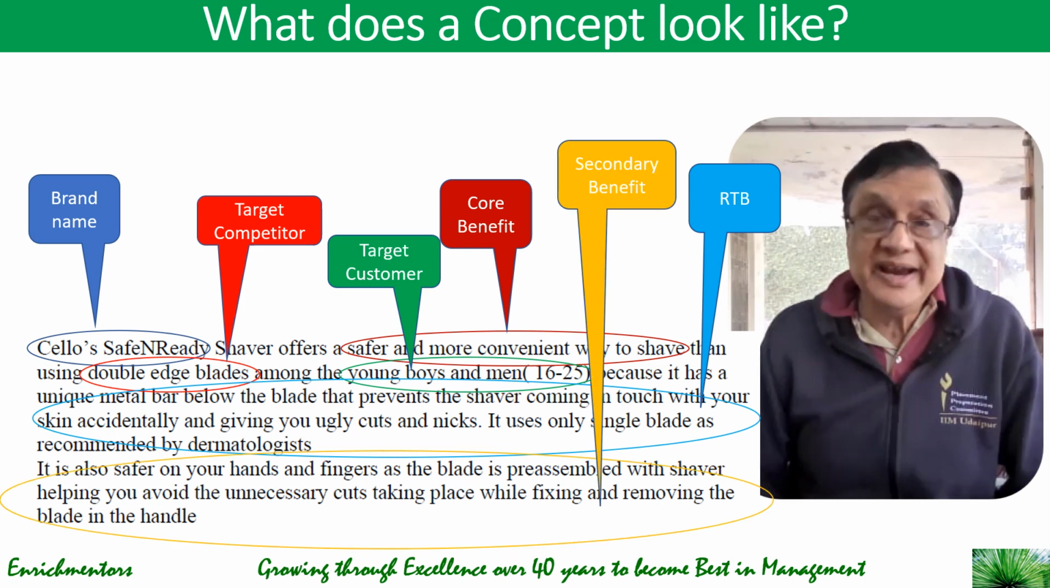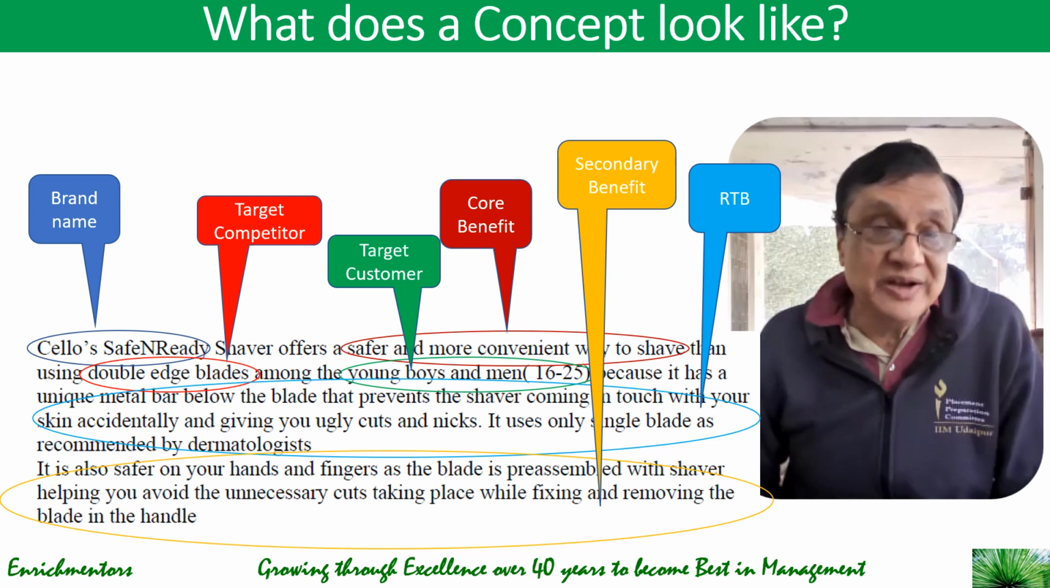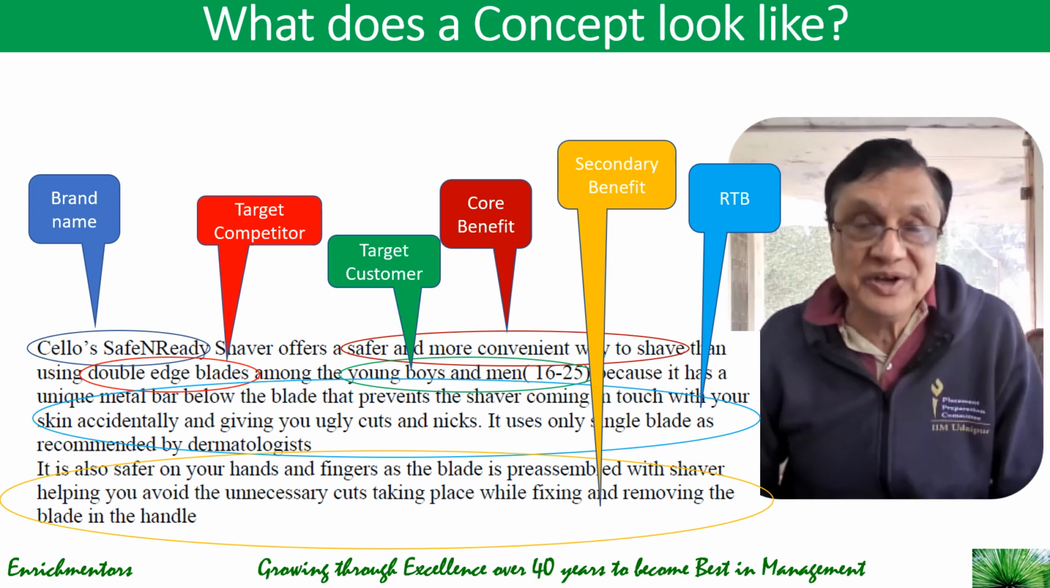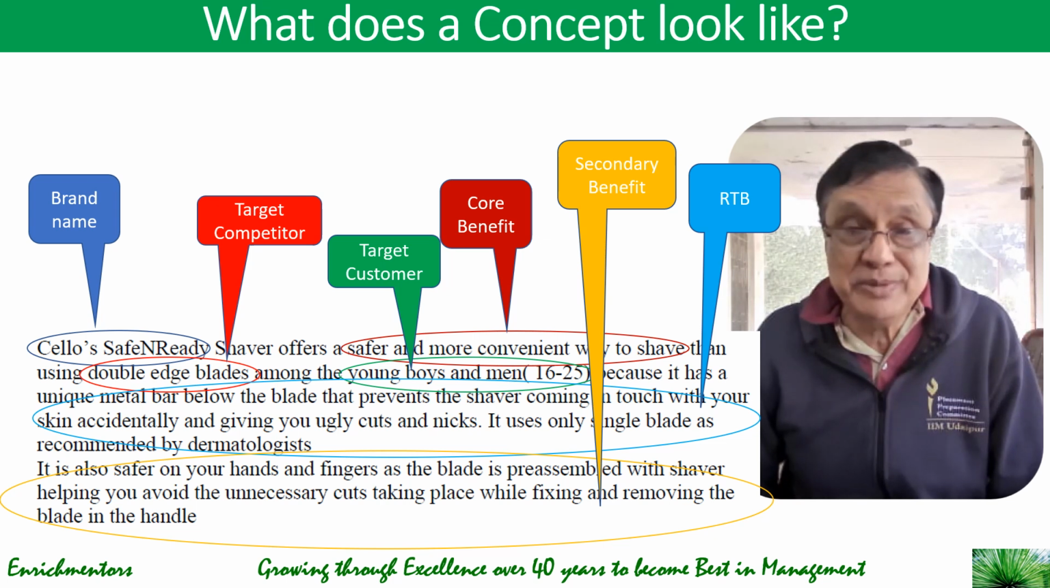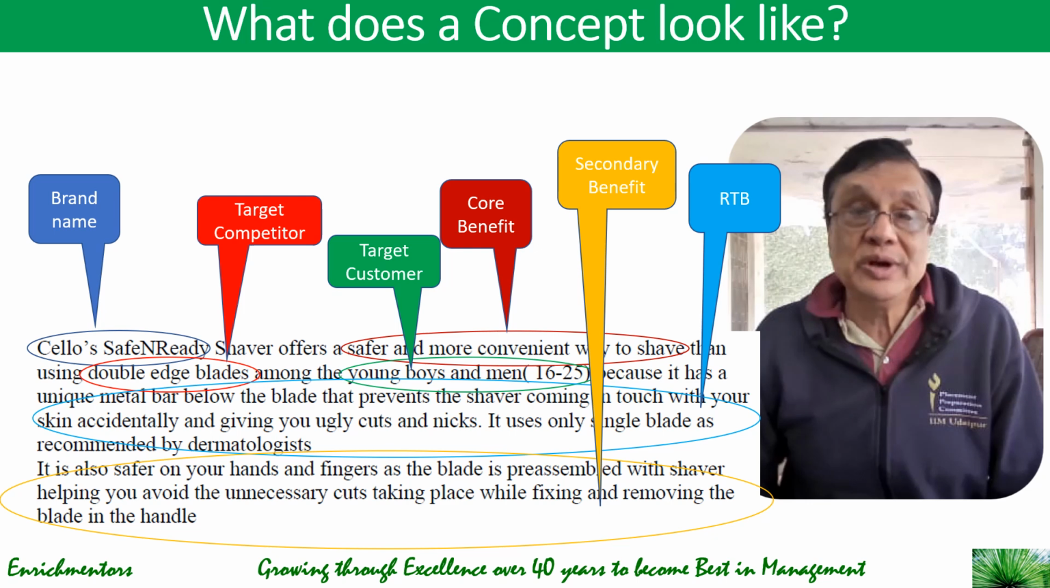The last item would be a secondary benefit, if you have one, it helps. And here we said you see the secondary benefit. It is also safer for your hands and fingers, as the blade is pre-assembled with the shaver. It helps you avoid the unnecessary cuts that take place while fixing and removing the blade by hand. So this was the concept developed to help the customer.